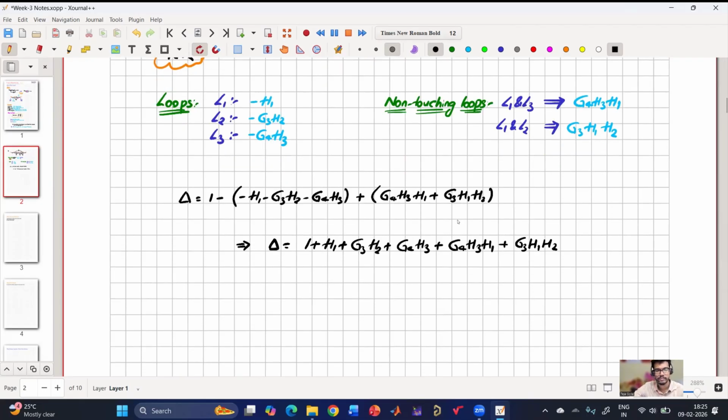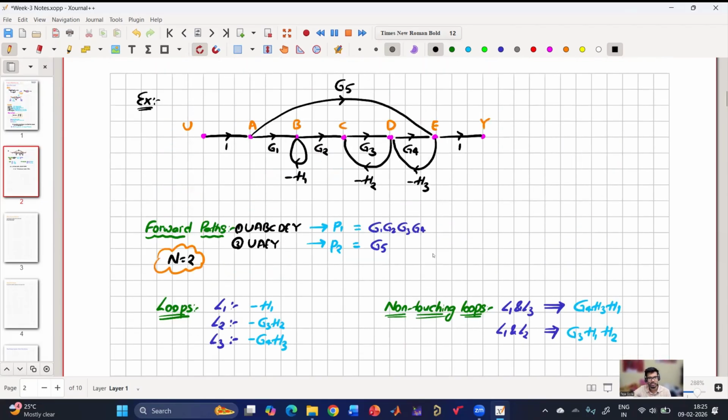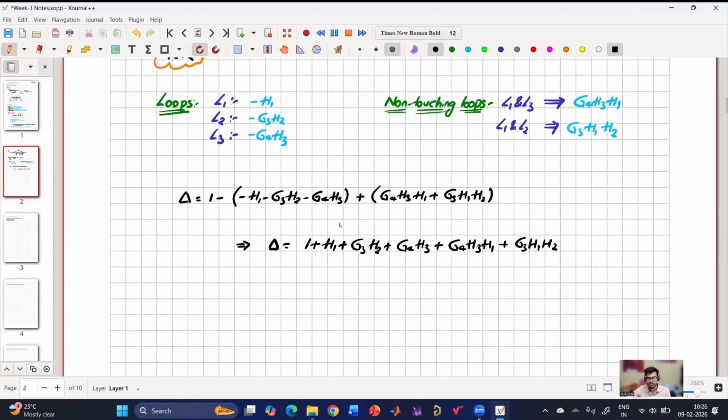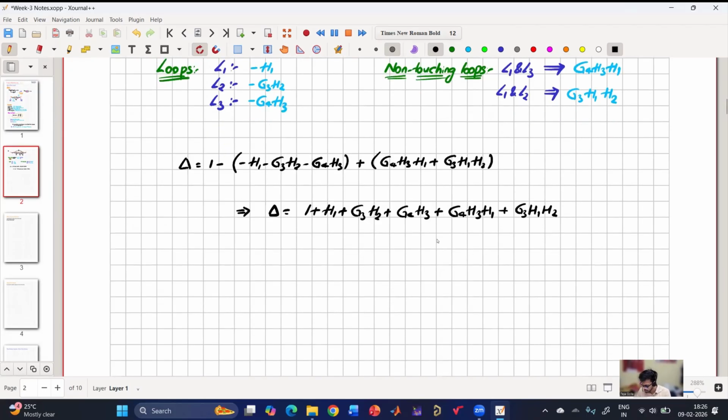Fine. This we can simplify if you take common, but we are not going there. So let us keep it as it is. Let us leave it like that. 1 plus H1 can be taken common, but we are not simplifying. So this is our delta.